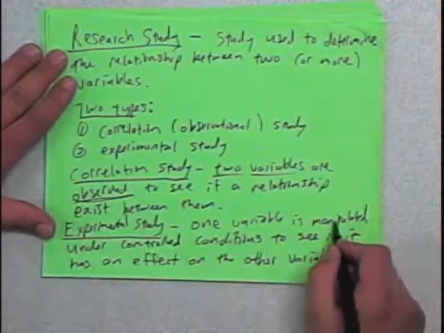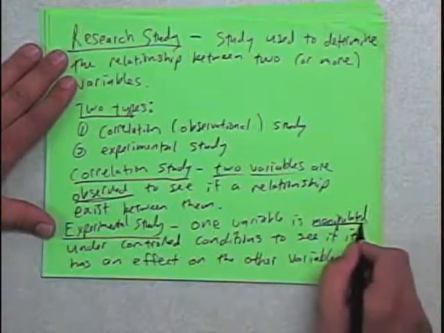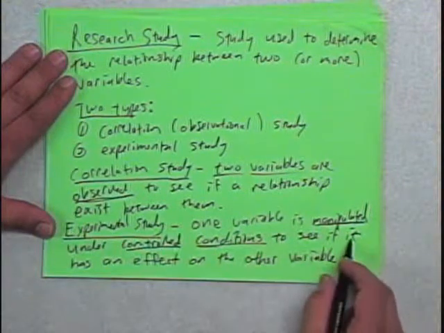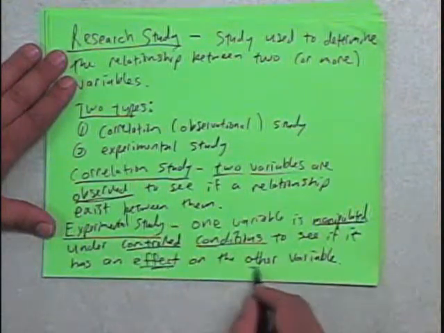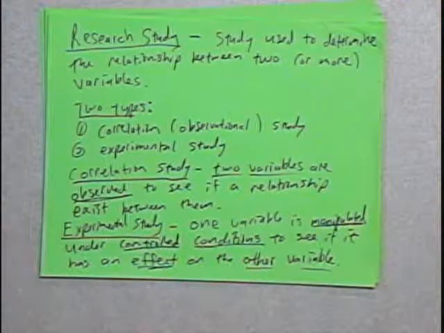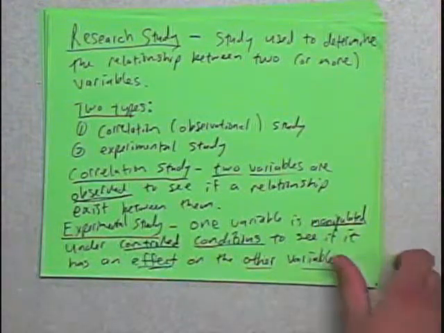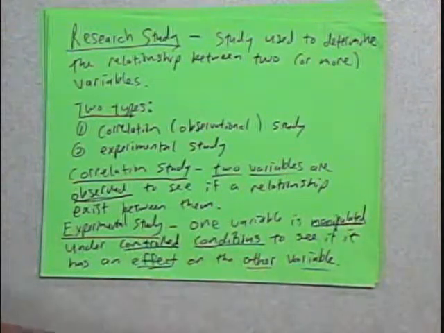Okay? And the key here is one variable is manipulated, but you do it under controlled conditions, okay, to see if it has an effect on the other variable. So let's look at an example and see exactly what's going on with an experimental study.